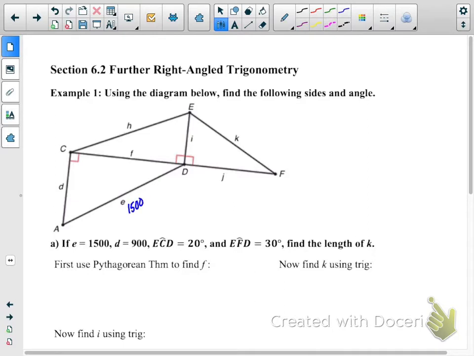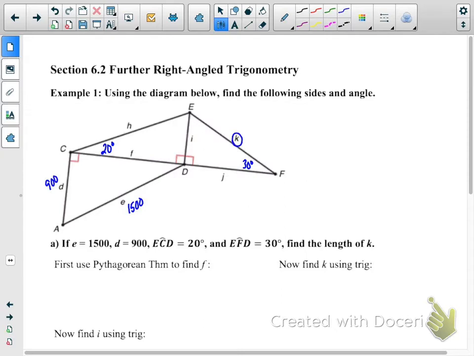Okay, so in this case, they've given me that E is 1,500, so we'll put that in here. D is 900. ECD, so follow the letters, ECD is 20. And EFD is 30. Now, I highly recommend before you start the question that you just double check that you've got everything in the right spot there. And I'm actually trying to find K.